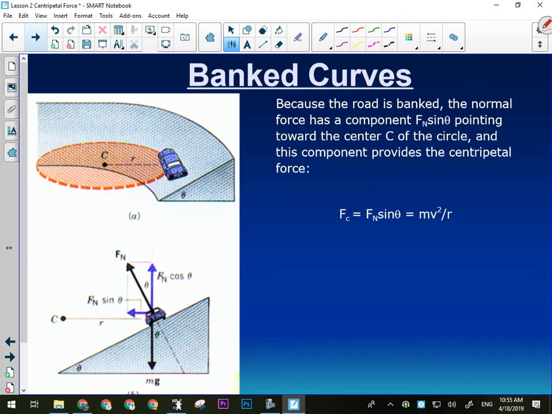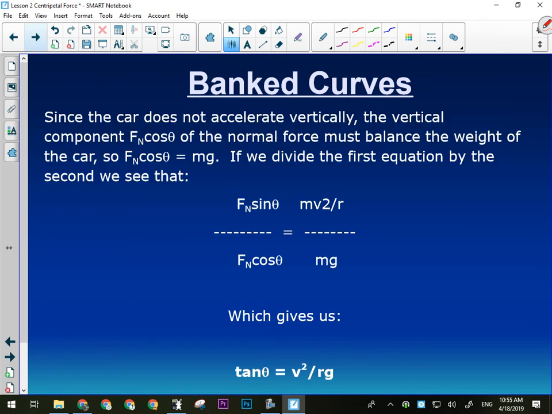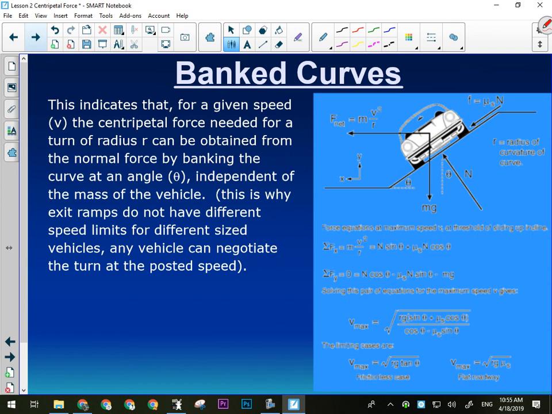So this is me walking through the derivation just in note form. FC was the opposite side. Gravity was the adjacent side, which is how we derived that formula there. What that tells us is that for a given speed, the centripetal force needed for a turn of radius r can be determined from the normal force and the banking angle. So it's independent of the mass of the vehicle. That's what's important. Once I go faster than that speed, then I'm also relying on friction.